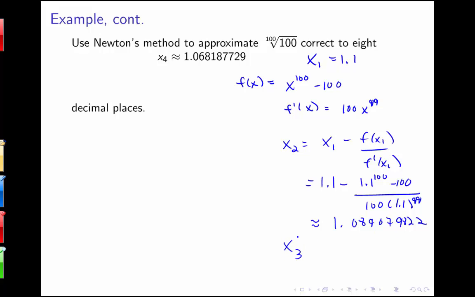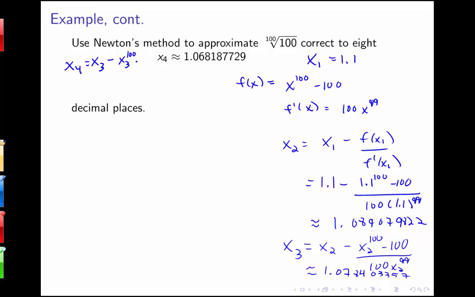Okay, so that's a big long decimal, but we don't know if that's close enough yet, so we have to do this process again. So with x3, I'm going to do x2 minus x2 to the 100 minus 100 over 100 x2 to the 99. So now I'm writing x2 instead of writing out this long decimal again. And here we get 1.078403357. Okay, so that definitely doesn't agree within 8 decimal places of the previous one, so I have to do it again. So x4 would come from doing x3 minus x3 to the 100 minus 100 all over 100 x3 to the 99, and then we get this value.